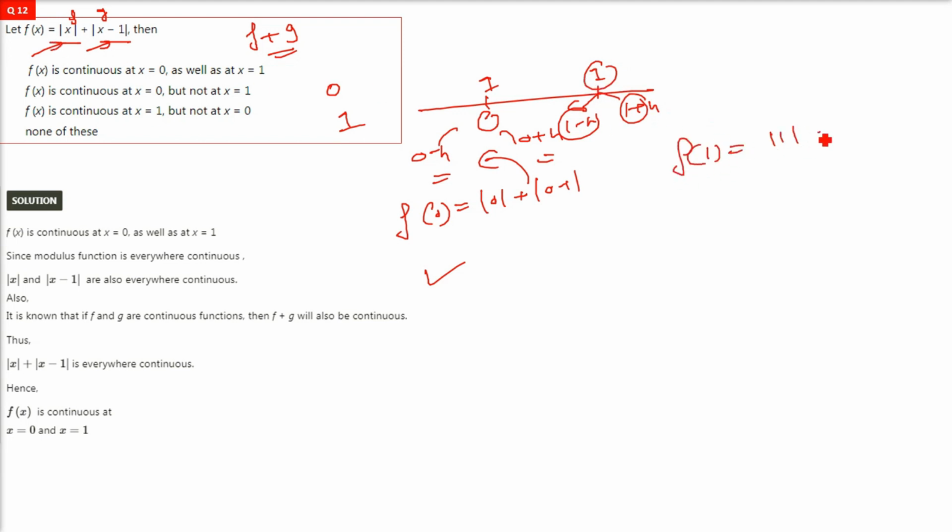For example, when you want to find the value of the function at 1 and 0, you can just put in this value, and that will be equivalent to the value of the left hand limit and right hand limit in the case of 1 and in the case of 0. So we can just say that f(x) is continuous at x equals 0 and x equals 1, right?